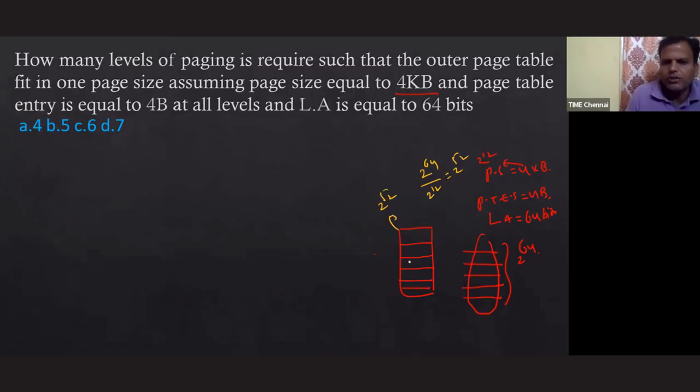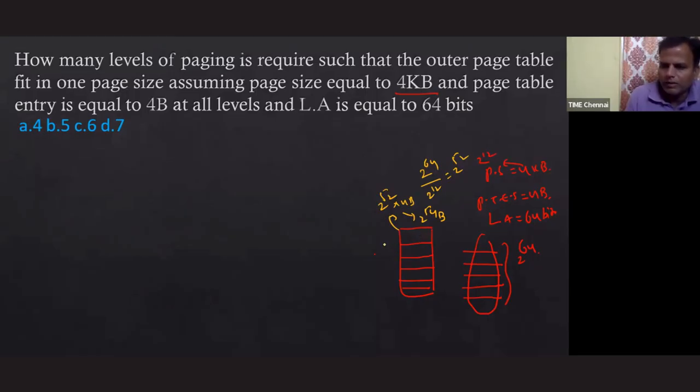52. Okay, fine. And each entry has some size. What is the size of this one, sir? 4 byte. So what is the size of this one, sir? 2 power 54 byte. Now, please tell me, page table size equals to 2 power 54 byte. Is it possible for you to keep this inside the frame size of 2 power 12?